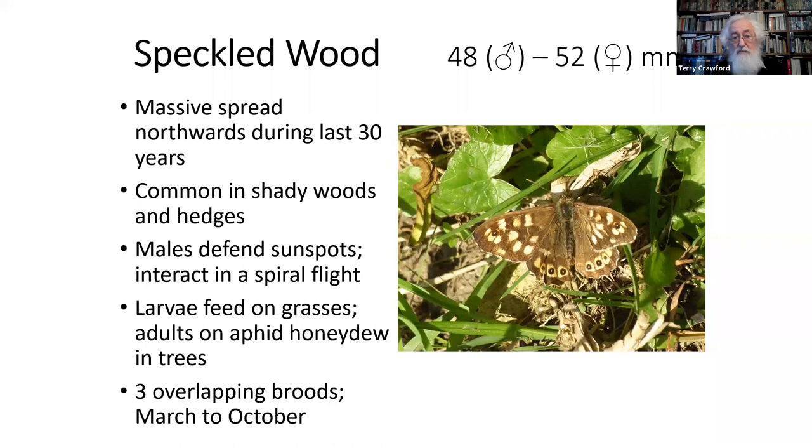And if another speckled wood comes and invades the territory of one that's there already, they have this quite aggressive spiraling flight up into the air, and one of them eventually will fly off and the other one will come back down to the ground. By marking them, it's been shown that the one that returns to the sunspot is usually the one that was there first, whereas the interloper normally leaves and perhaps looks for another sunspot.